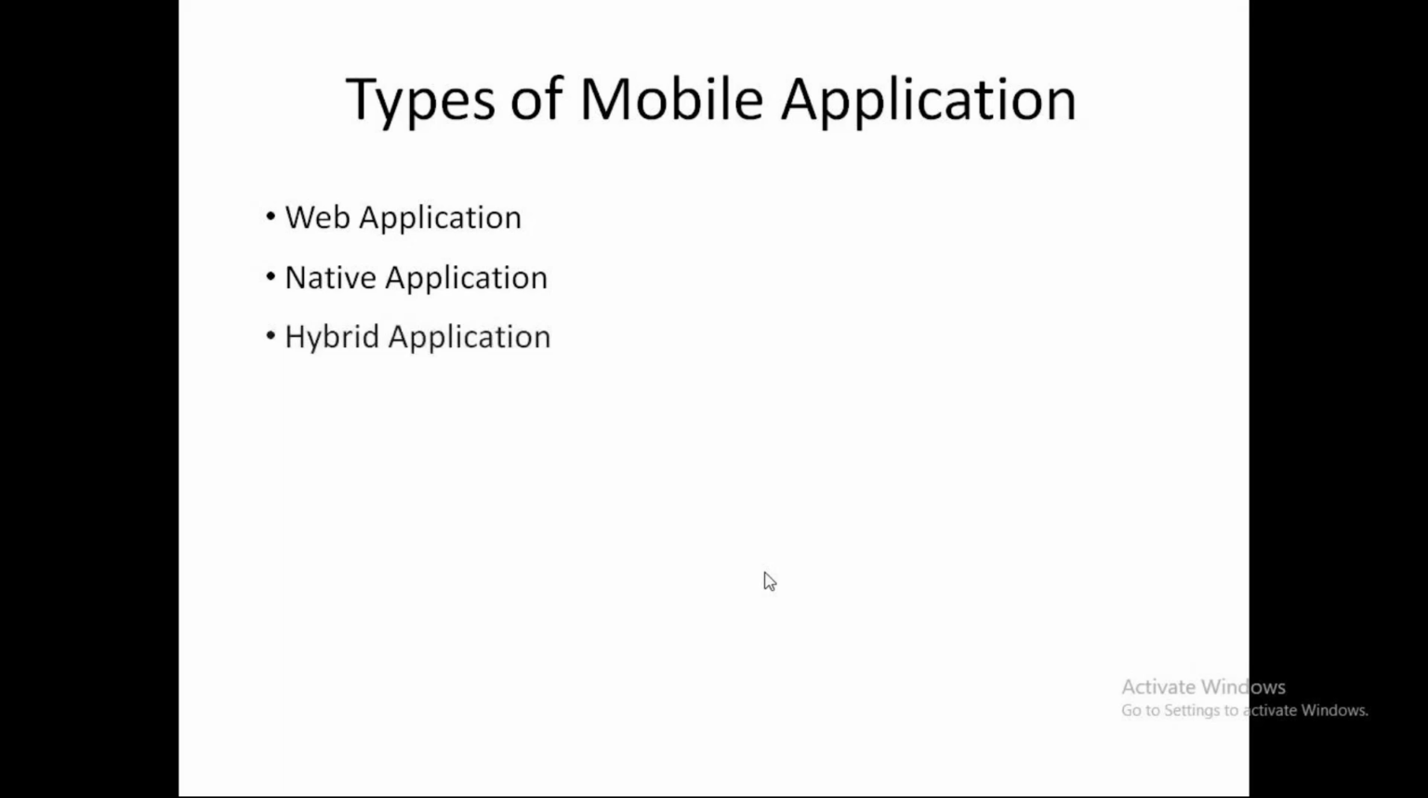Recently we have another type known as progressive web app, but we'll go to that after we cover these three. Clear, all of you? So basically the different types of mobile applications are web application, native application, and hybrid application.